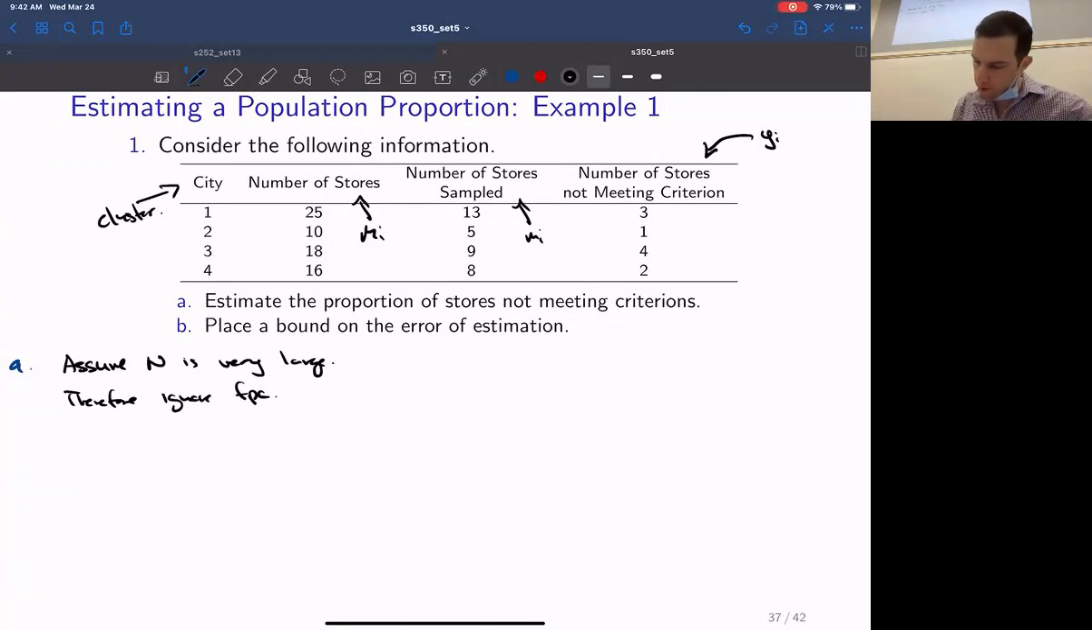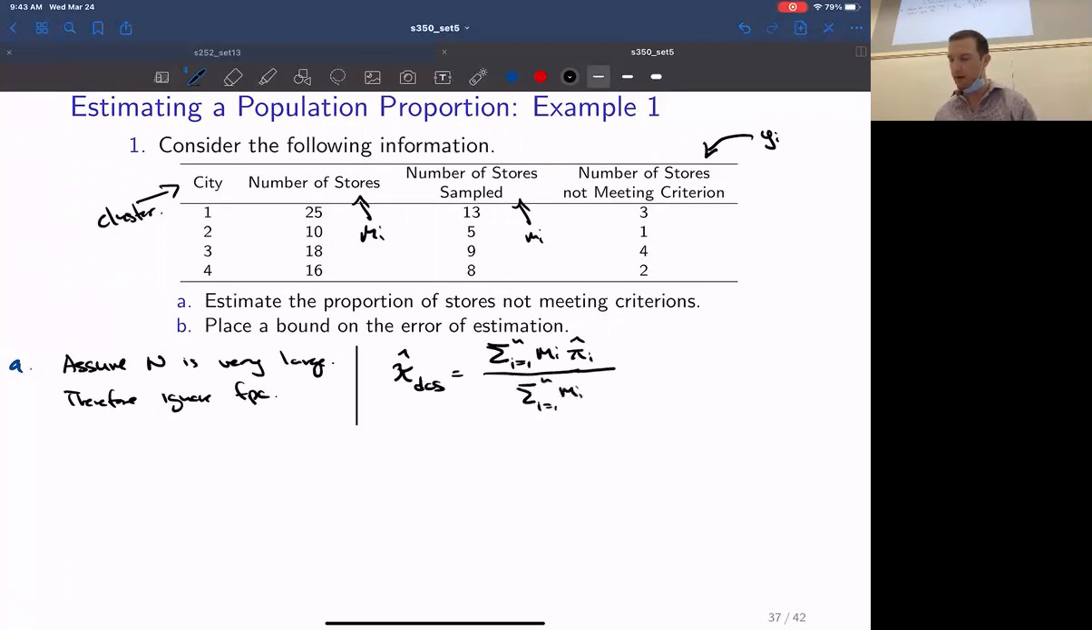All right, now the other thing we have to do is just show how the proportion estimate is going to be computed. Okay, so we have pi hat DCS is equal to the sum from i equals 1 to n of the mi multiplied by pi hat i, divided by the sum from i equals 1 to n of the mi. Okay, so each pi hat i is going to be the proportion of stores that did not meet the criteria within each city. Okay, so if we were to form a third column here called pi hat i, this is going to be 3 over 13, 1 over 5, 4 over 9, and 2 over 8.